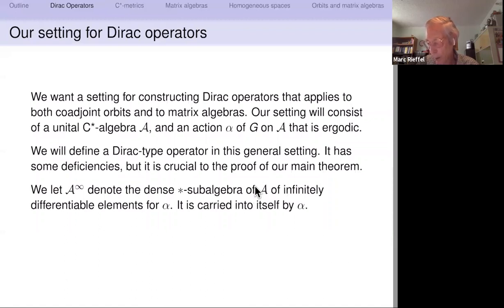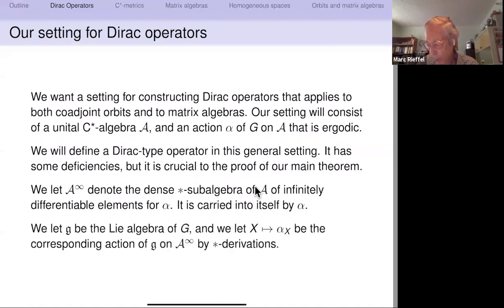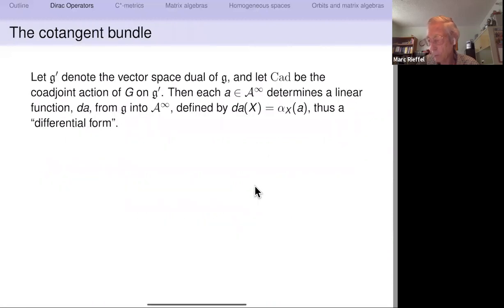And to start out on how that goes, we let A infinity denote the dense subalgebra of infinitely differentiable elements for alpha. It's carried into itself by alpha. And we let frac G be the Lie algebra of G, and we have a corresponding representation of the Lie algebra as operators on the C infinity elements. But it's actually by star derivations. And that comes just from the action of the group.